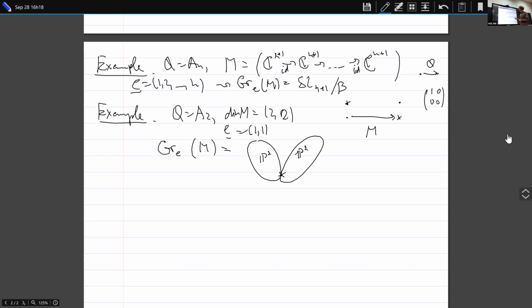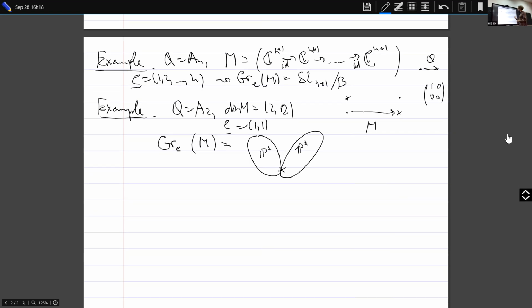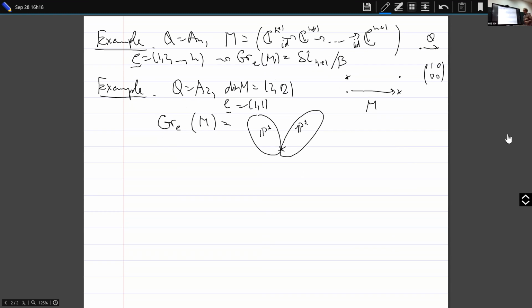Good. And maybe even worse, the quiver Grassmannian can be disjoint. So, for example, maybe the last example is the quiver Q, what is called the Kronecker quiver: two vertices and two arrows between these vertices. So this is called the Kronecker quiver.